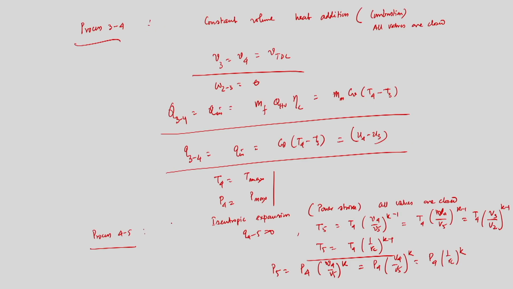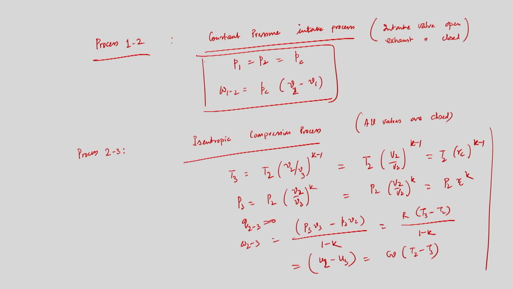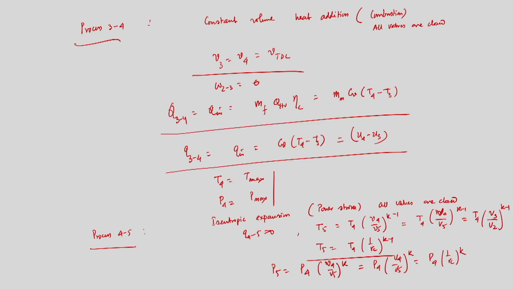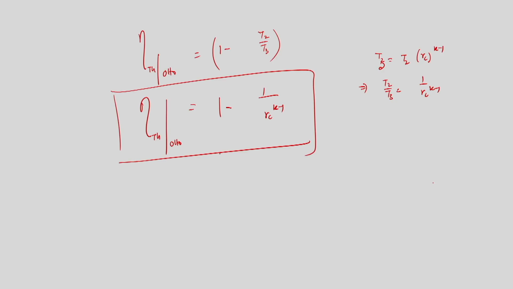If we go back to the process 2 to 3, then T3 is equal to T2 into R to the power K minus 1. Therefore, T2 by T3 is equal to 1 by R to the power K minus 1. Therefore, the expression is 1 minus 1 by R to the power K minus 1. So, this is the thermal efficiency of the Otto cycle, which is essentially a function of the compression ratio of the engine.